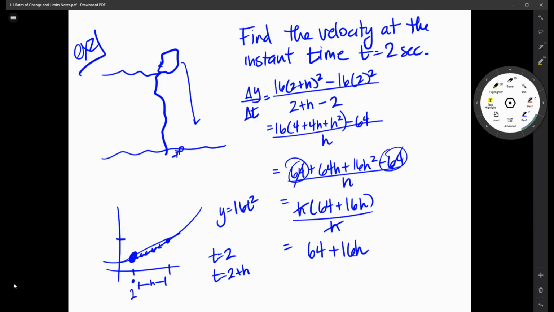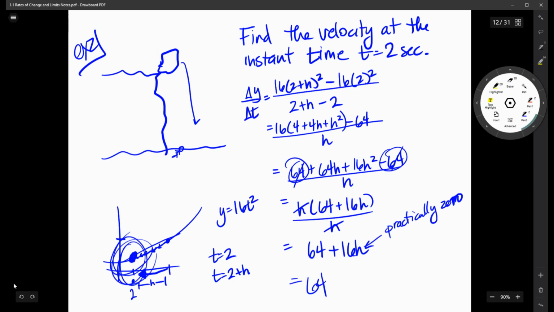Now, not an answer. What did we say about this h? Well, we really wanted this h to be practically nothing. We wanted to calculate instantaneous velocity, so not the velocity over 2 spaces, but exactly at 1 space. So that means h is practically 0. So that means we're left with 64. And this is a velocity, so it's in feet per second. And there we have it, 64 feet per second.